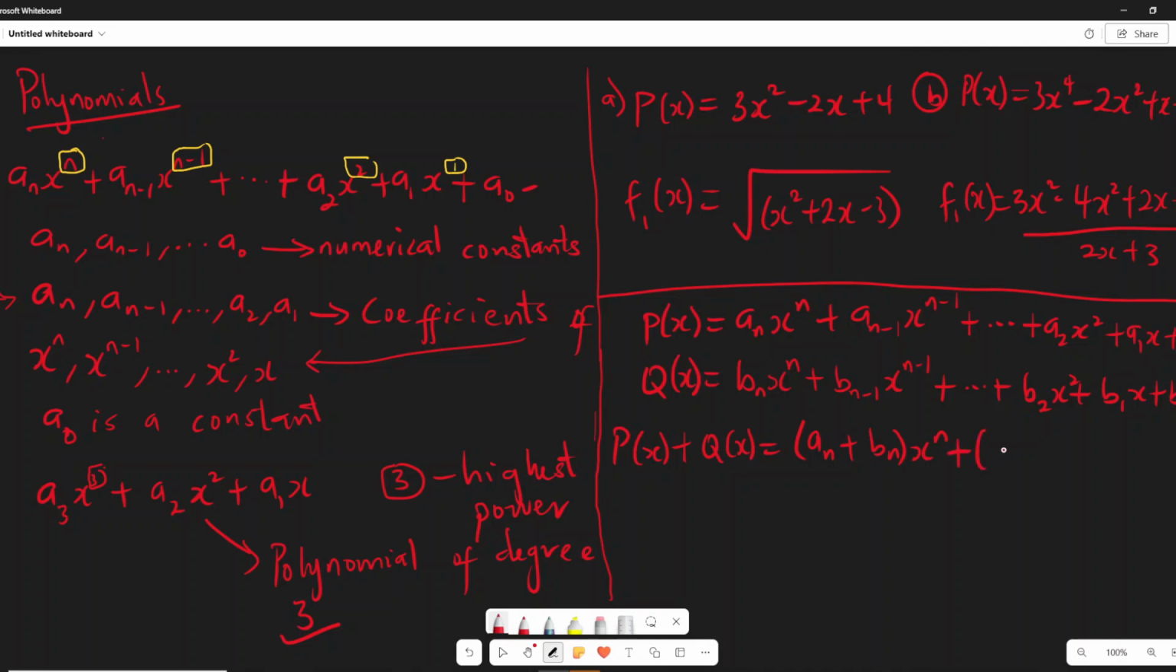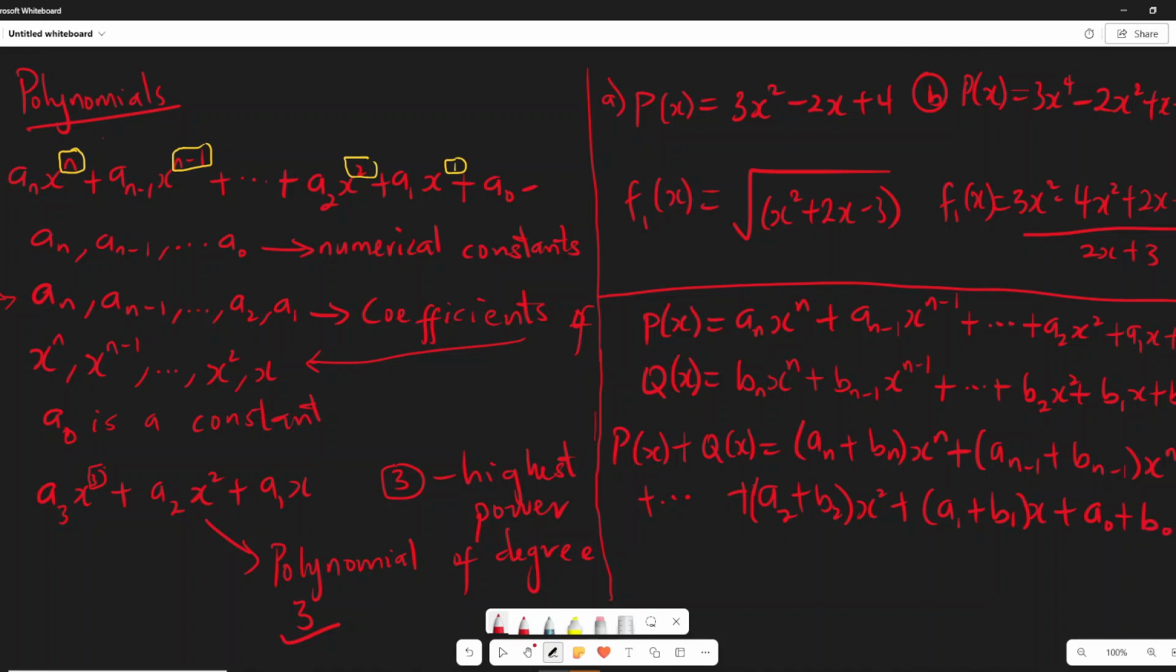Plus the same thing for the other one, a subscript n minus 1 plus b subscript n minus 1, x to the power of n minus 1. And then plus up to plus a subscript 2 plus b subscript 2, x to the power of 2, plus a subscript 1 plus b subscript 1, x plus a subscript 0 plus b subscript 0.